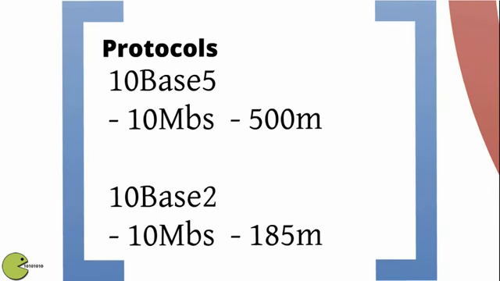The oldest Ethernet standard, 10-base-5, runs over RG8 cables, giving a top speed of 10 megabits per second and a maximum range of 500 meters. 10-base-2, which runs over ThinNet, offers the same speed of 10 megabits per second over a distance of 185 meters, and it's a lot cheaper than ThickNet.